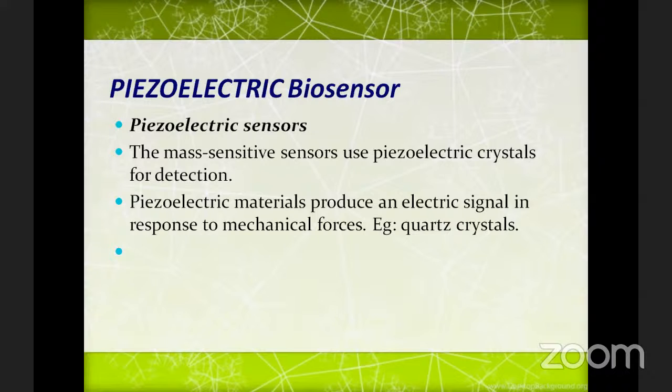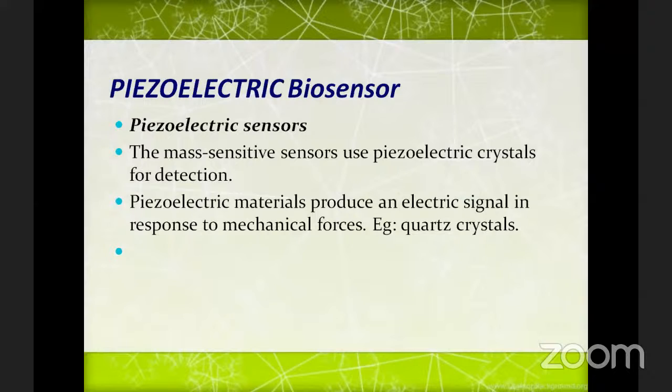Then comes the piezoelectric biosensor. This piezoelectric biosensor is mainly used as a mass sensitive sensor. That is, the outcome of the reaction is a change in mass of the analyte or the antigen. A piezoelectric biosensor uses a piezoelectric crystal. Normally, a quartz crystal is a very widely used detector for any type of biological sample application, which can be effectively converted into a piezoelectric biosensor. Next slide. This piezoelectric biosensor has a layer of crystal, which is vibrating at a particular frequency.